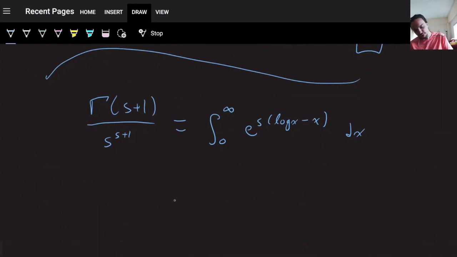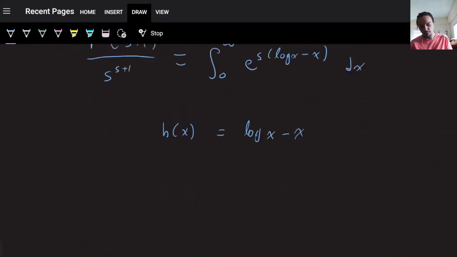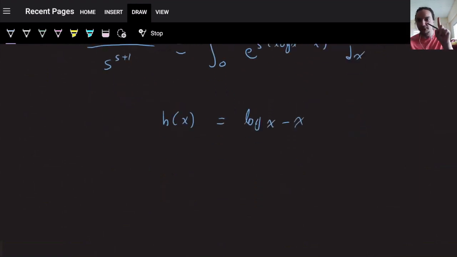And what we want to do is use f of x, or h of x in this case. h of x is equal to log of x minus x. Okay, we need to figure out where the max is, and we need to figure out what f double prime at the max, or h double prime at the max, is.